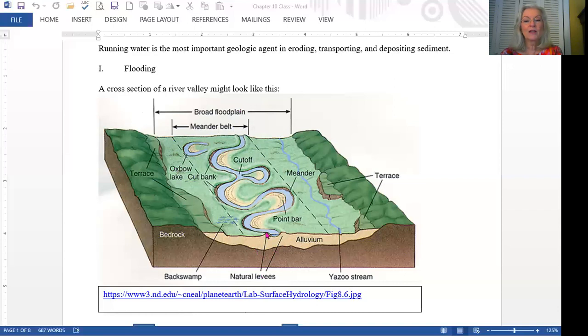You'll notice that in this little cut down of the side view, they show you the natural levees, the elevated area on either side of the river. You and I would probably call it the river bank, but in geology, it's a natural levee. And then you have an area labeled alluvium. That is the loose material that a river deposits when it overflows its banks.